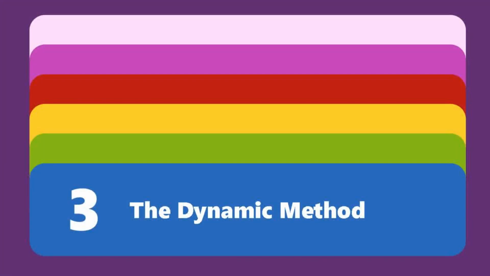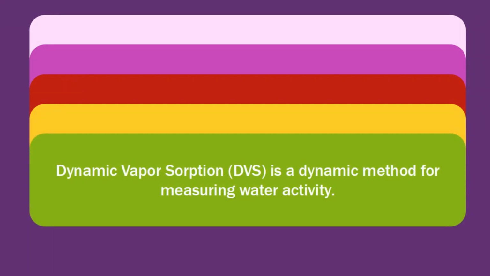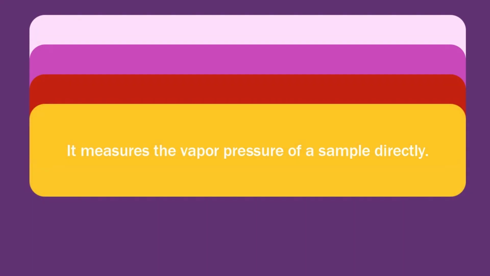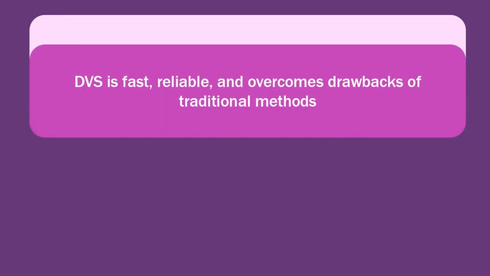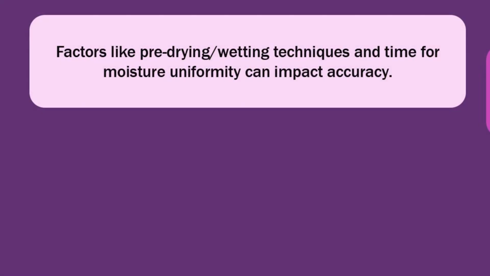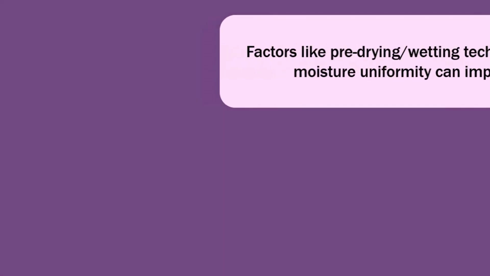Next, the dynamic method, or dynamic vapor sorption, DVS, is a dynamic method for measuring water activity. It measures the vapor pressure of a sample directly. Water activity is calculated from the ratio of the sample's vapor pressure to that of pure water. DVS is fast, reliable, and overcomes drawbacks of traditional methods. Factors like pre-drying or wetting techniques and time for moisture uniformity can impact accuracy.